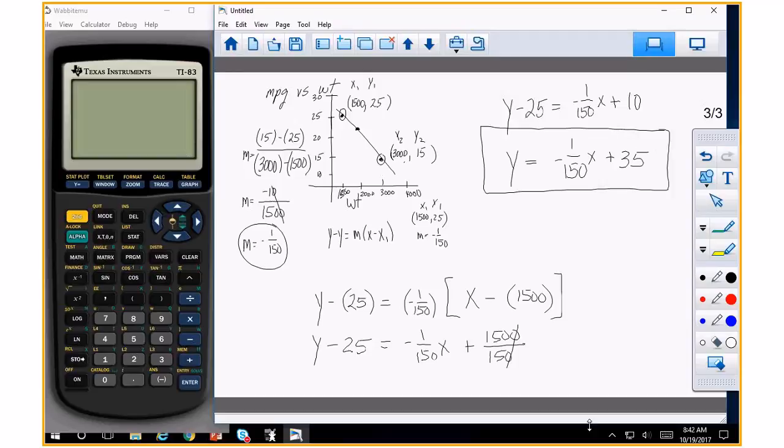Now, all you have to do is go weigh your car. Go weigh your car and plug it in for what? x, Hubert. That's right, class. And you'll get what you should get on gas mileage, depending upon those 2 examples that we used, which is very, very non-scientific.